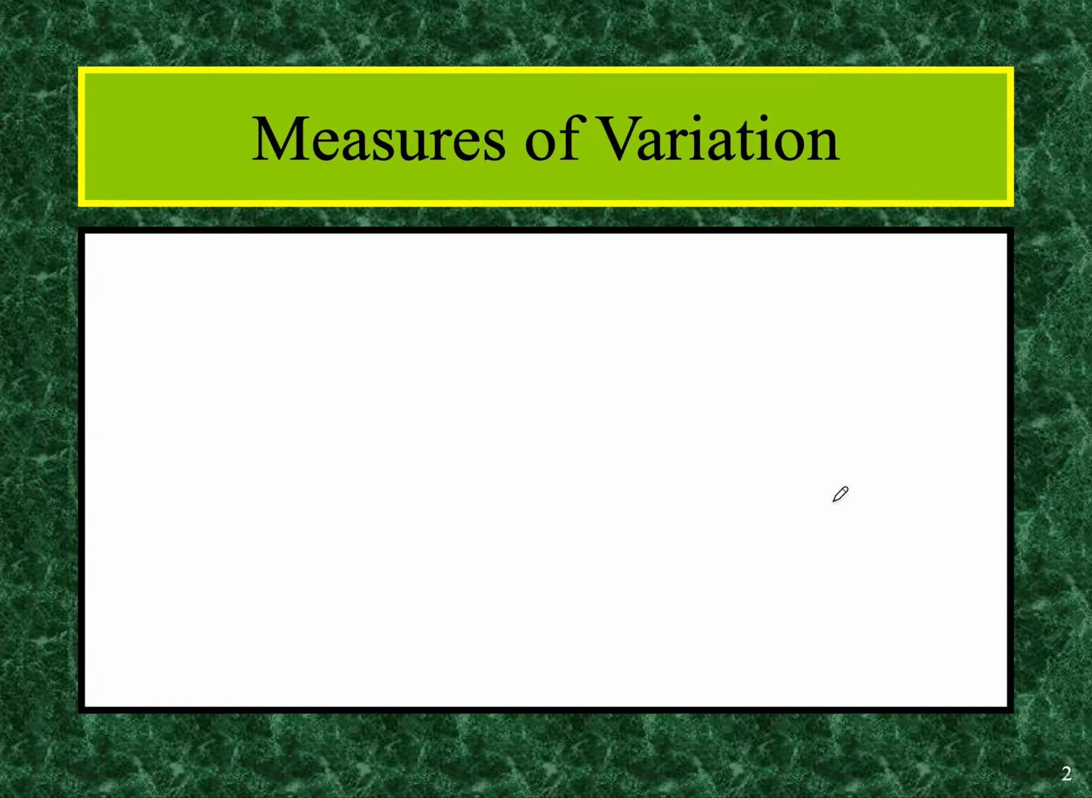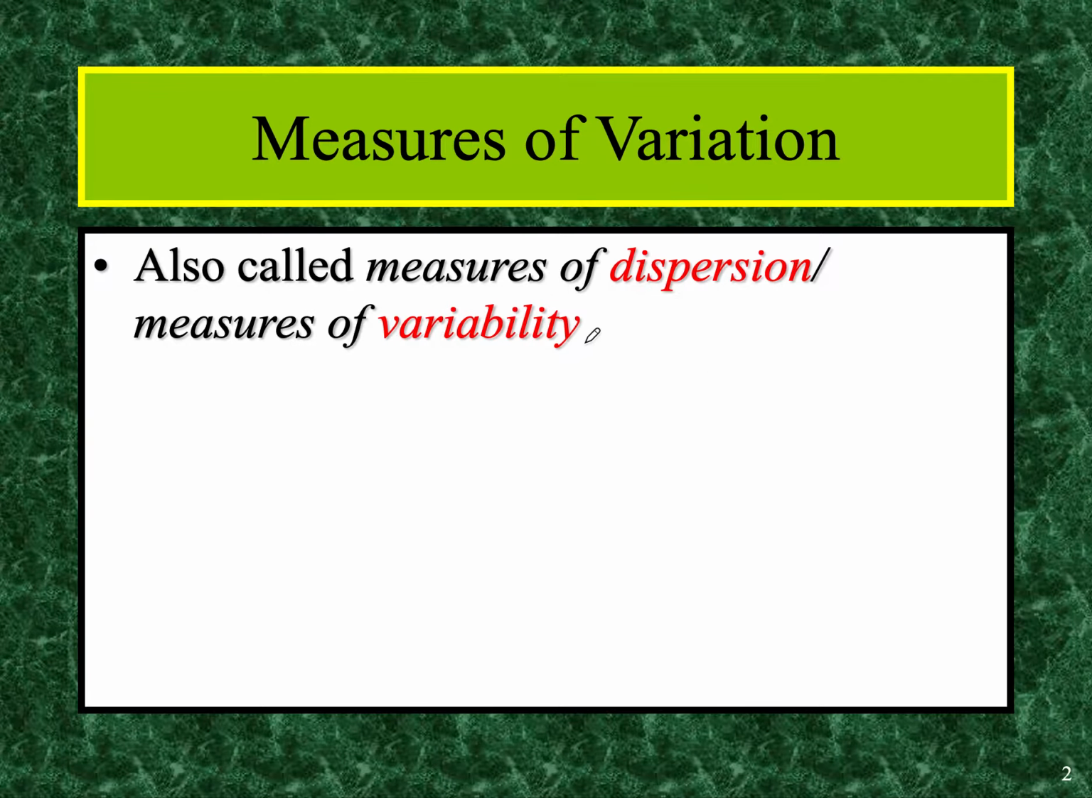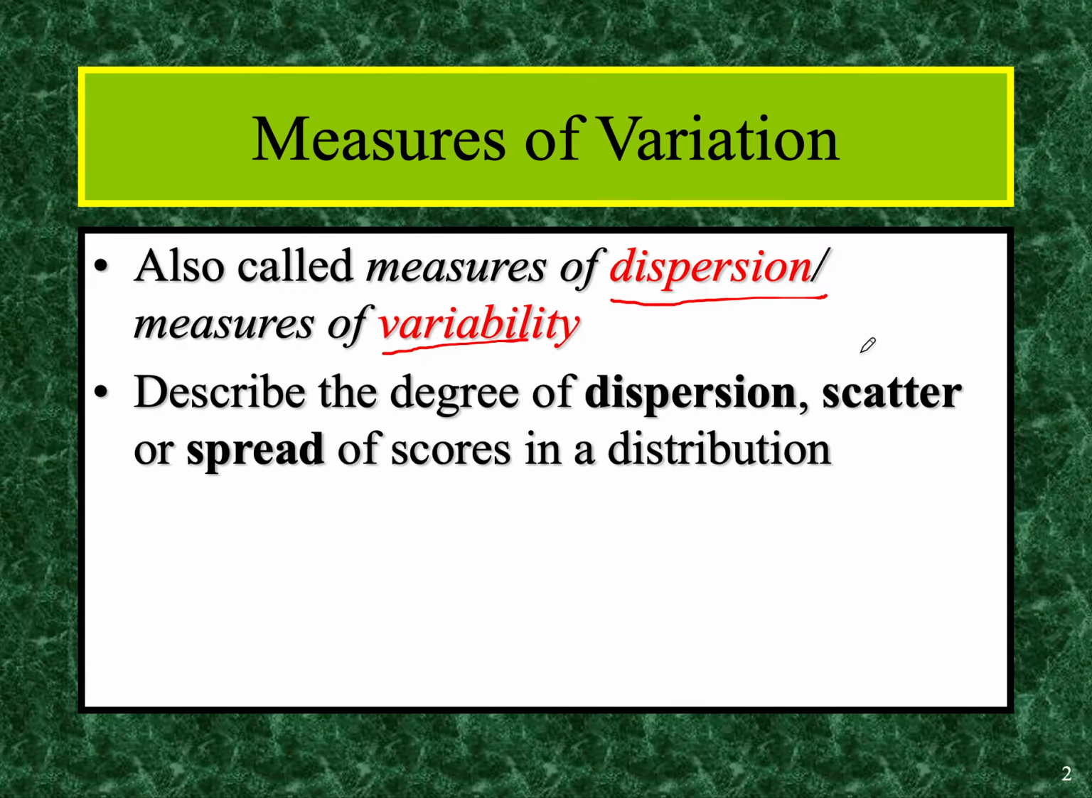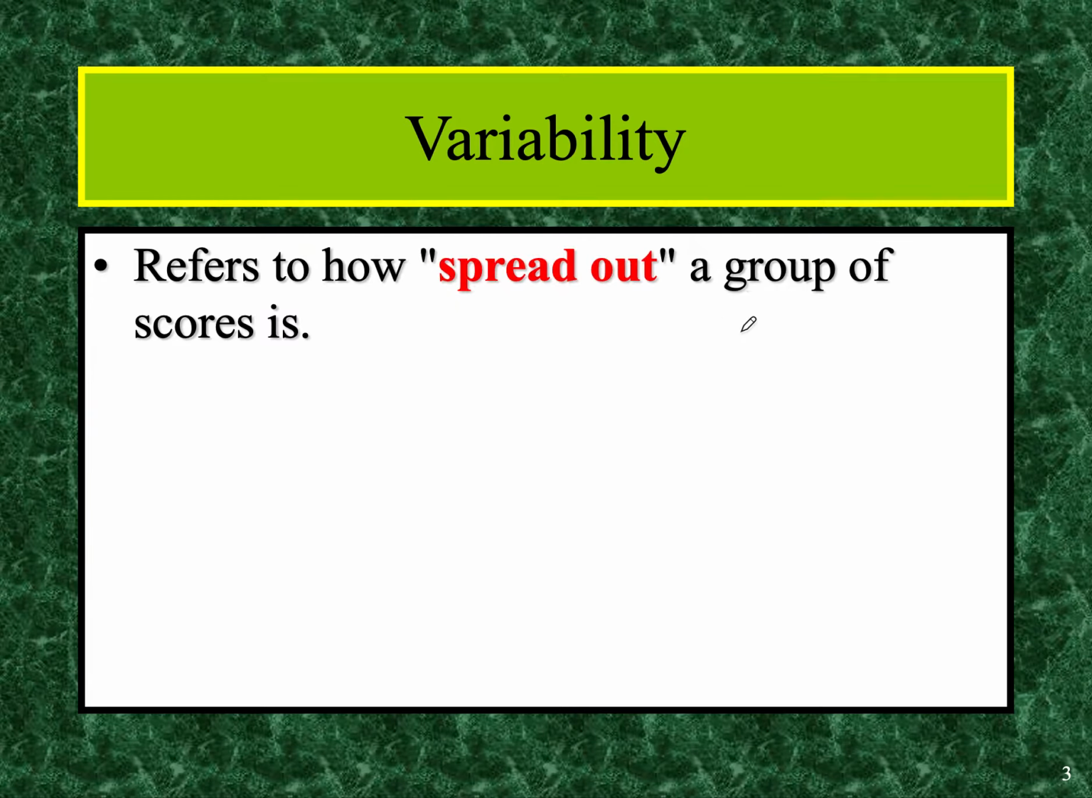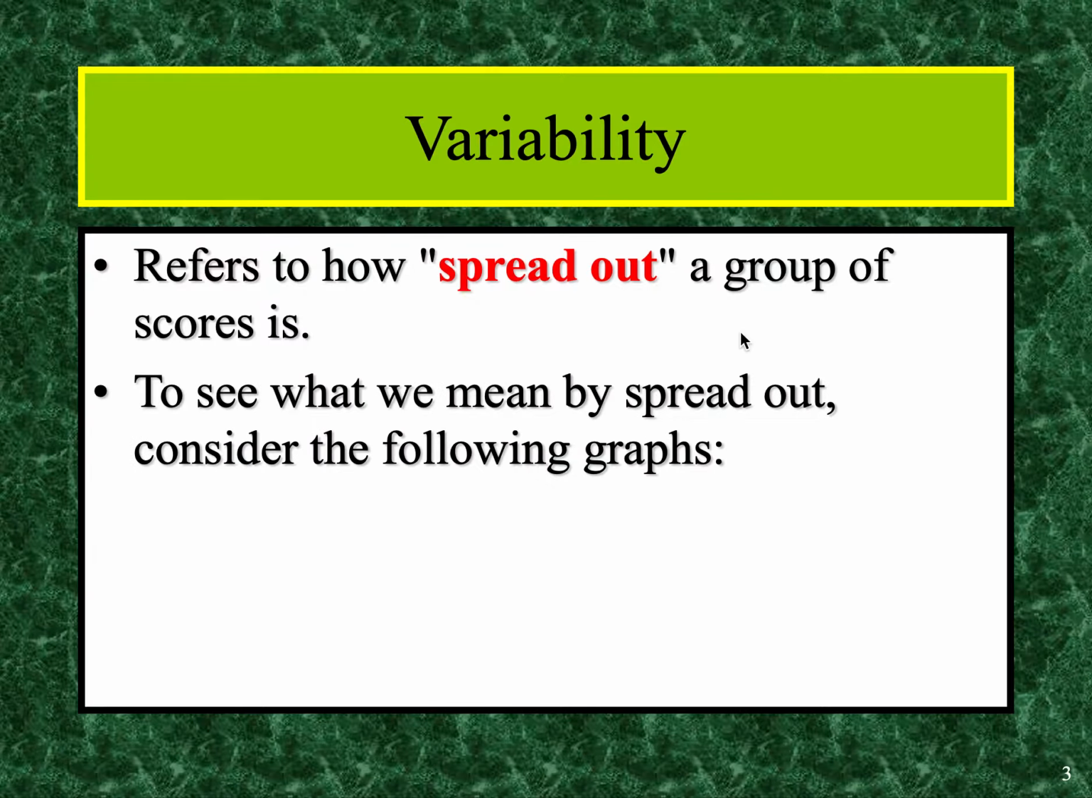The measures of variation is also called the measures of dispersion, or in some books the measures of variability. I believe there are some major books that call it variability rather than variation. What does it do? It describes the degree of dispersion or scatter or spread of scores in a distribution. So it refers to how spread out a group of scores is. To see what we mean by spread out, we consider the following graphs.